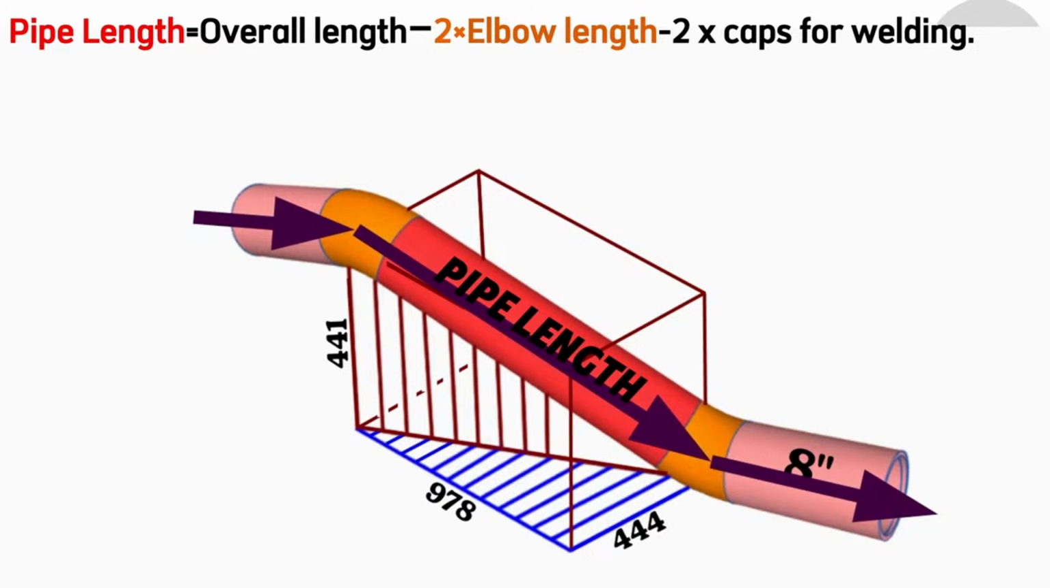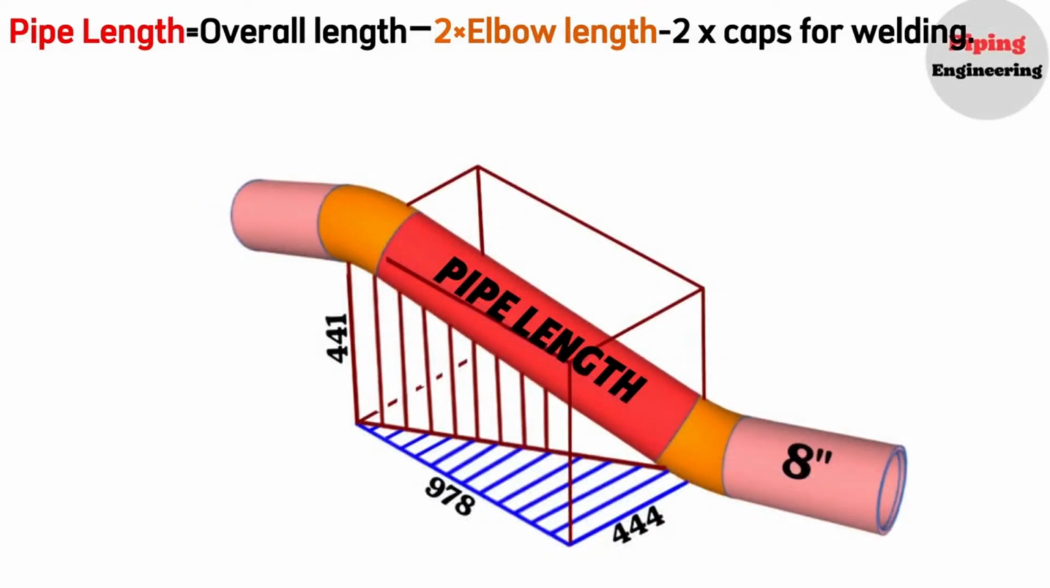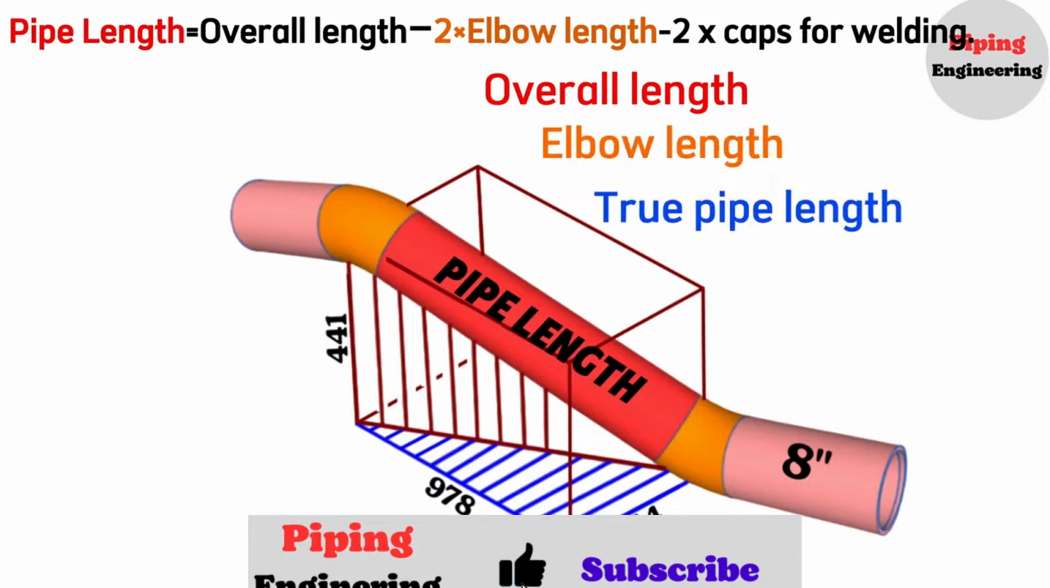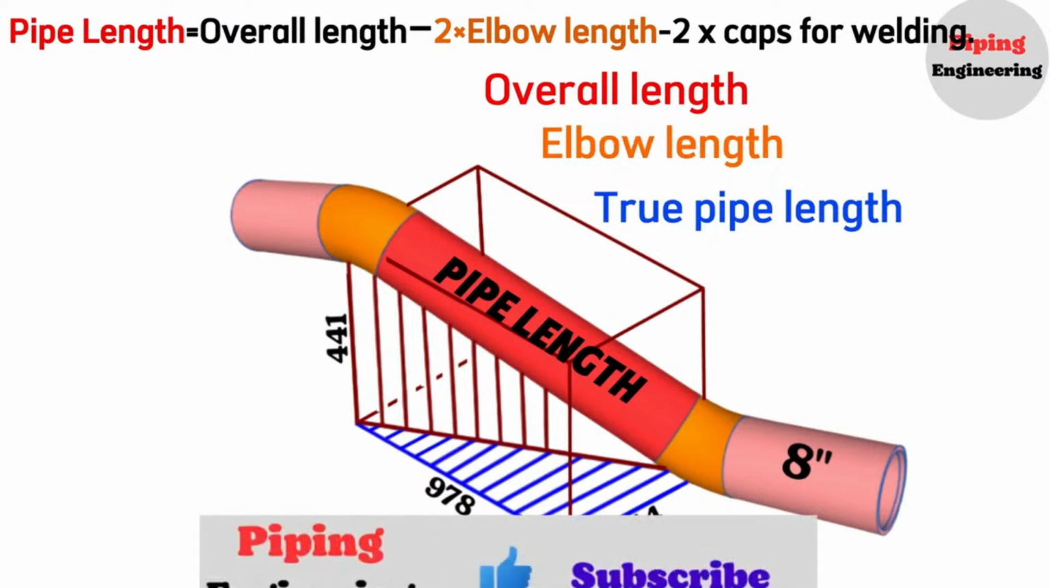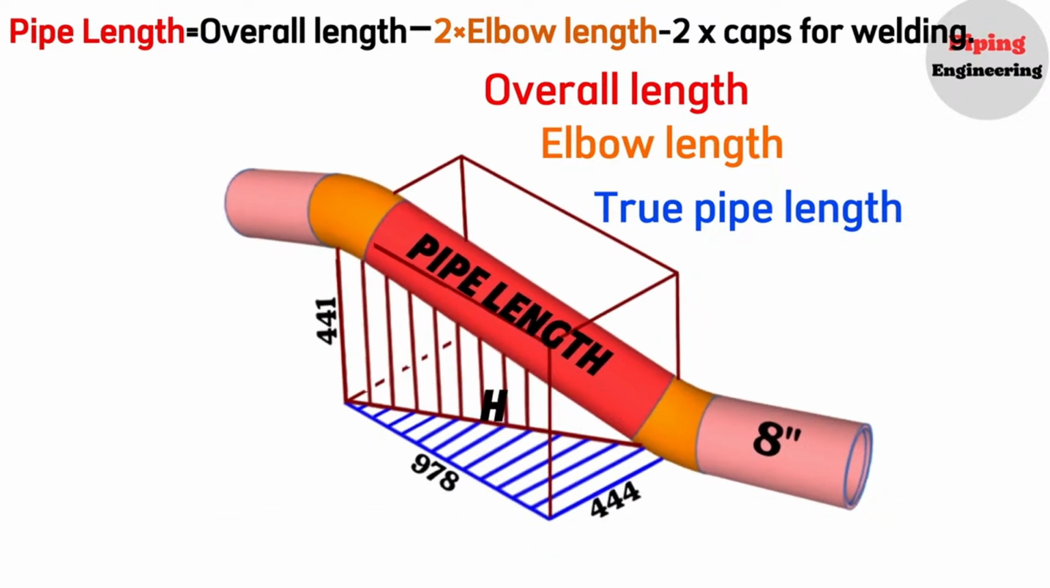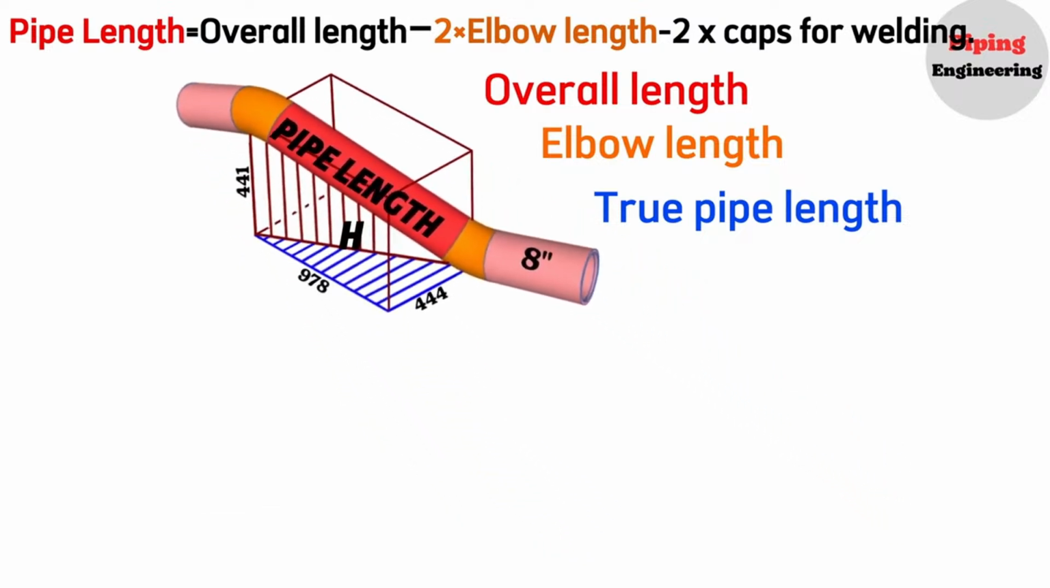During the double rolling of a pipeline, 2 right-angle triangles are formed using dashed lines. We will use these triangles to calculate the overall length, elbow length, and true pipe length. Let's first label the hypotenuse of the horizontal dashed line right-angle triangle with the letter H and then determine its length. To find this hypotenuse, we will use the Pythagorean theorem.